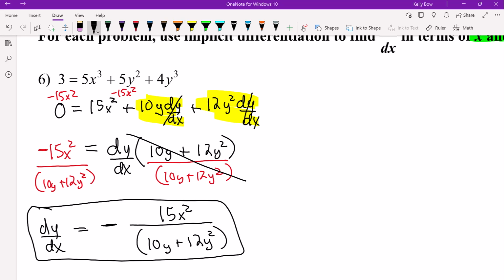Now, if it could simplify, if that would have been a 16x squared, then you could have divided each part by 2. All right, that's it for implicit differentiation.